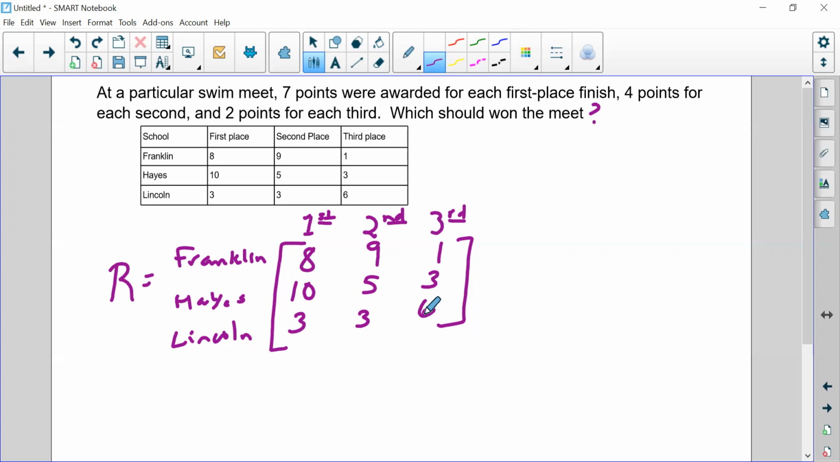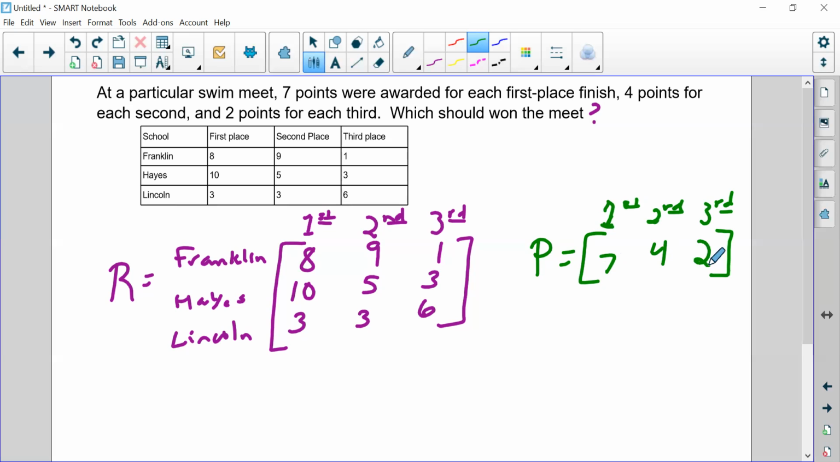Now, I want to also talk about points. So I'm going to do another matrix. I'm going to call this my points matrix. And on here, I'm going to figure out how many points they are. But I have to first make a decision. Should I do the points as a row matrix? This is called a row matrix. It only has one row, where I do my first place here, my second place, and my third place here. In first place, we get 7 points. Second place, we get 4 points. Third place, we get 2.